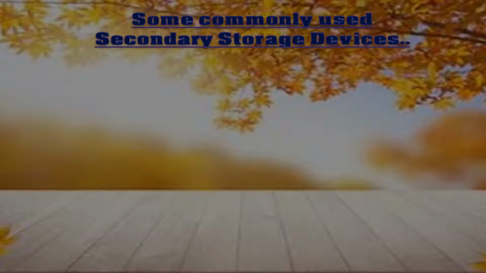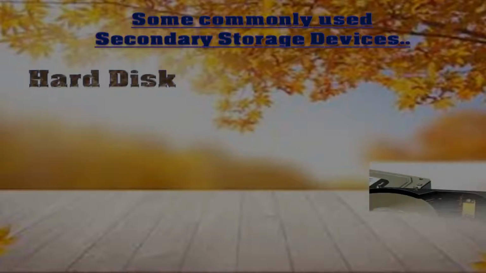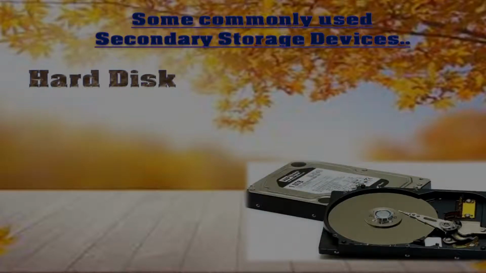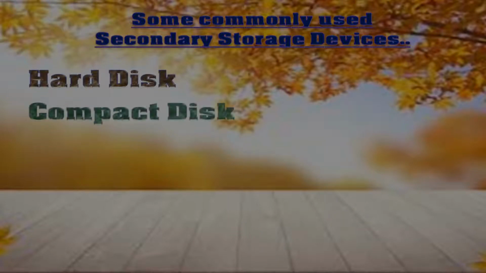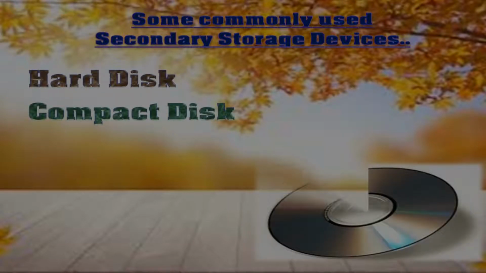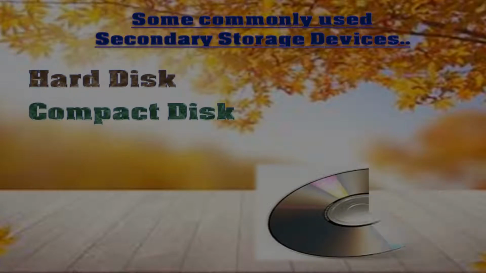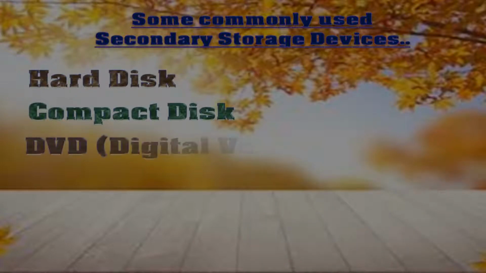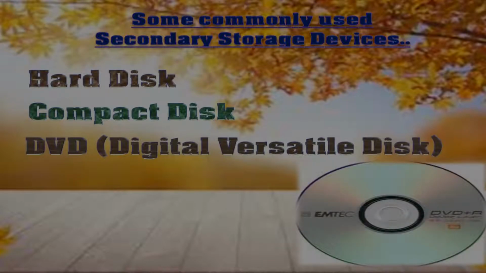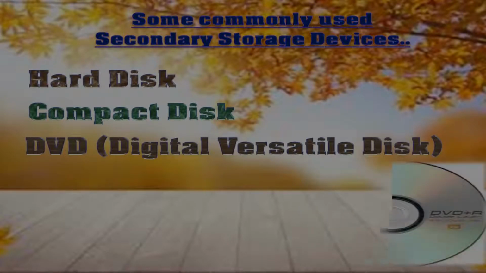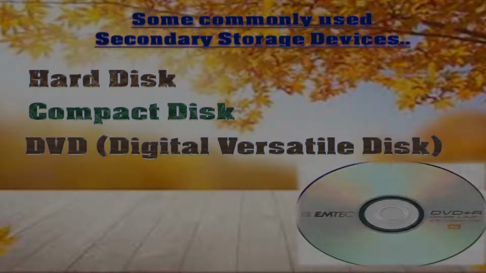One, hard disk. Hard disk stores all the software and data. It is fixed inside the CPU box. Second example is CD, full form compact disc. It is a portable device that stores a large amount of data. DVD, digital versatile disc. It is just like our CD but can store about 7 times as much data as a CD.